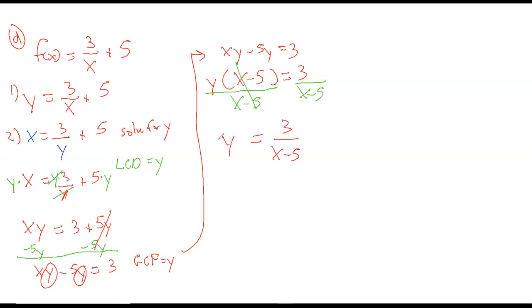And some students would then box this up and ship it out, but this would not get you full credit because we did not signify that we know this is an inverse function. We have to use the notation. F inverse of x is equal to 3 over x minus 5.